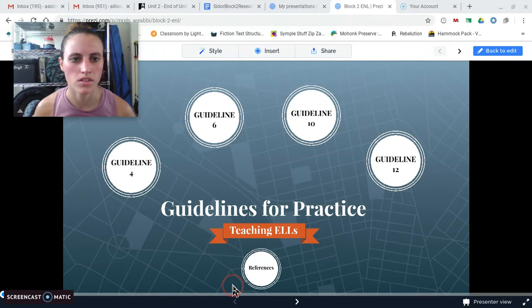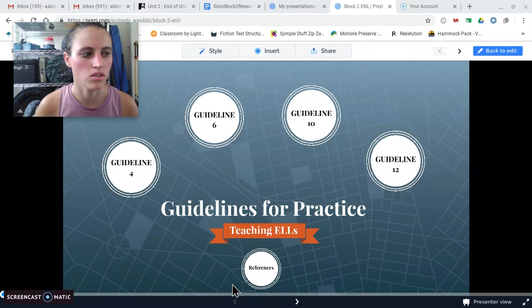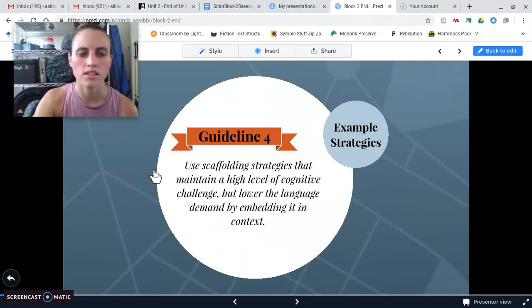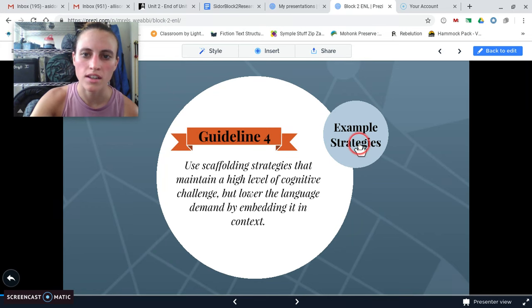Everyone. So I chose to look at 4 different guidelines for practice for teaching ELLs in relation to teacher talk and classroom routines. The first one I chose to look at is over here, Guideline 4. Guideline 4 says to use scaffolding strategies that maintain a high level of cognitive challenge but lower the language demand by embedding it in context.